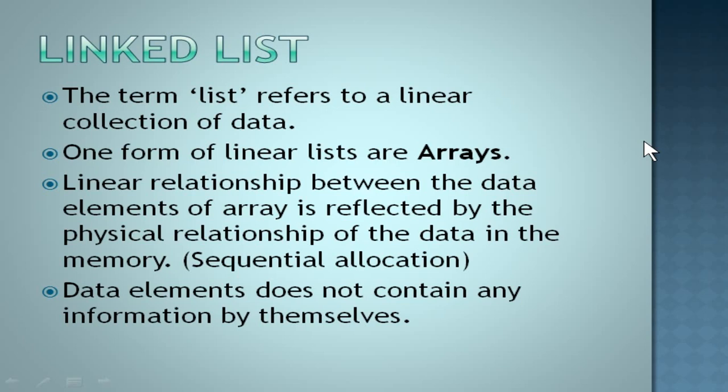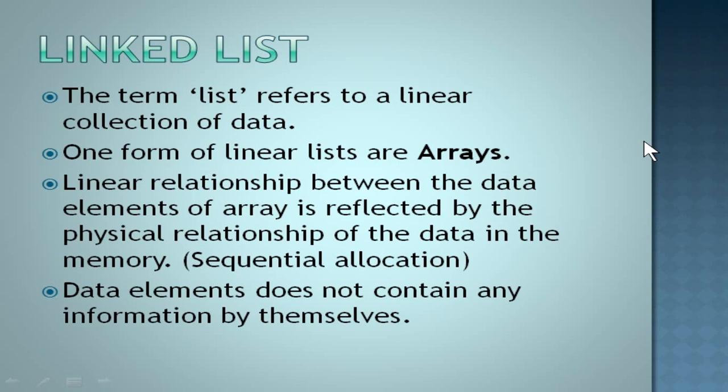The term list refers to a linear collection of data. So once you say the word list, it's nothing but a collection of data. It is a linear collection of data. One form of linear list is arrays. Normally you would have seen a single dimensional array where you have a sequential list of elements available. It will be in sequential order. A linear relationship between the data elements of the array is reflected by the physical relationship of the data in the memory.